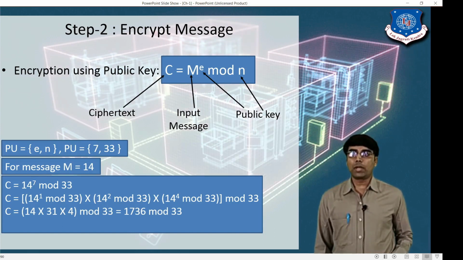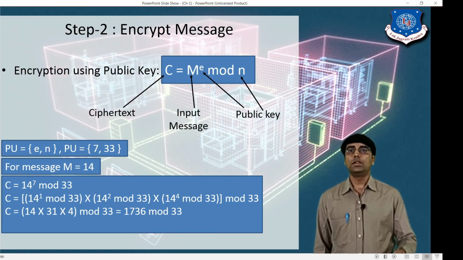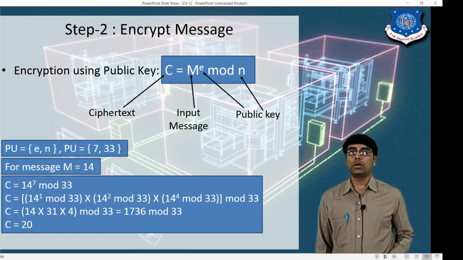So now you will do the calculation like this. Now 14 raised to 1 mod 33, you will get 14. Now 14 raised to 2 mod 33, you will get 31. Then 14 raised to 4 mod 33, you will get 4. Now to multiply these three, again you have to perform mod 33, so 1736 mod 33. So you will get C equal to 27. So this is the encryption.